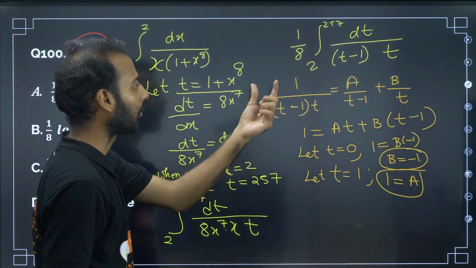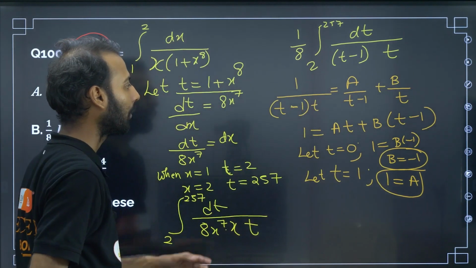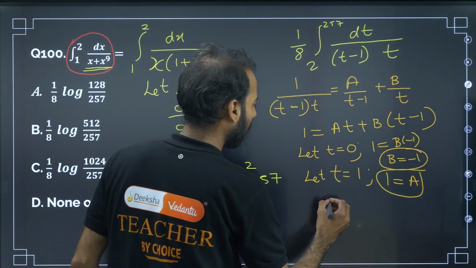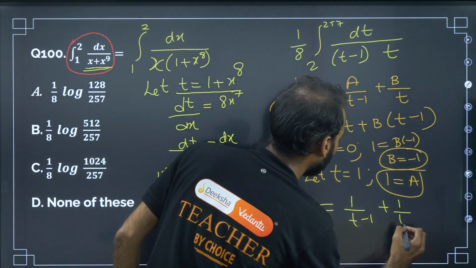Now again I will come back to this equation. After coming back to this equation, in place of a I will write 1 over t minus 1, plus b. In place of b I will write minus 1 over t.